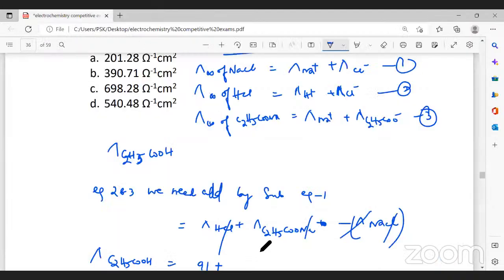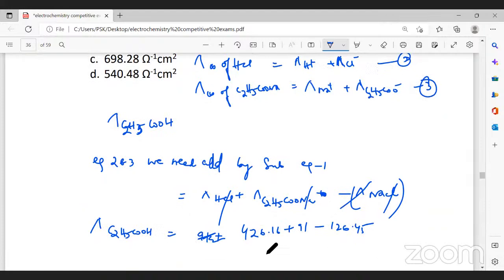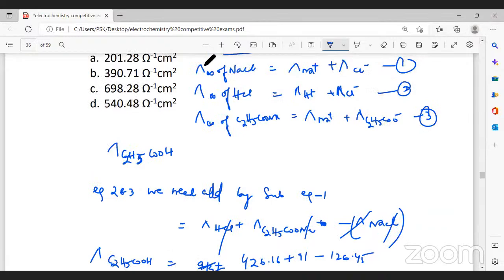Now, this is 91 for sodium propanoate. For HCl it is 426. So 426.16 plus 91 minus 126.45. On simplifying this, the answer will be 390.71 per ohm centimeter square. Therefore, the answer for this question will be option B. So, option B.